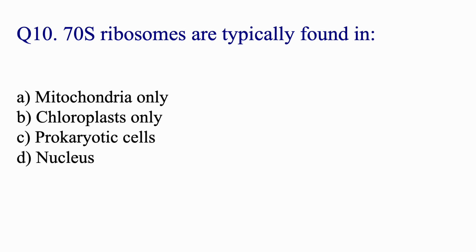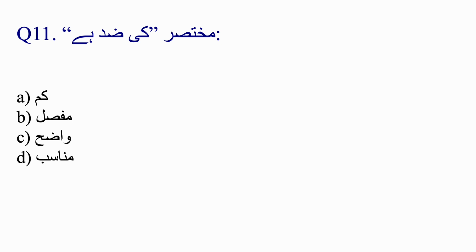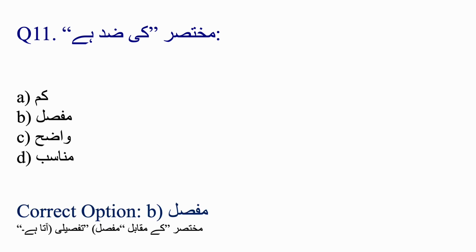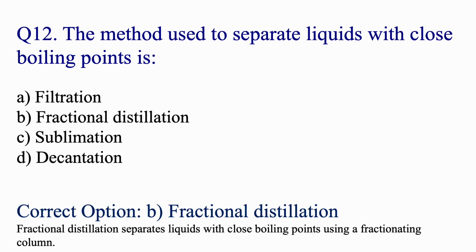70S ribosomes are typically found in prokaryotic cells. The method used to separate liquids with close boiling points is fractional distillation.